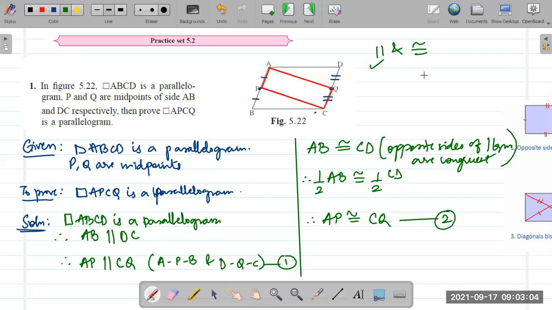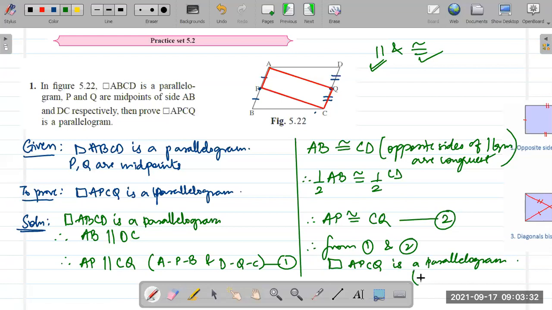So notice we were supposed to prove that pair was parallel and congruent, and we have done that. Okay. From equation 1, it is parallel. From equation 2, it is congruent. Therefore, from equation 1 and 2, what can we say? That the quadrilateral APCQ is a parallelogram. Okay, it's a parallelogram. How can we say that it's a parallelogram?